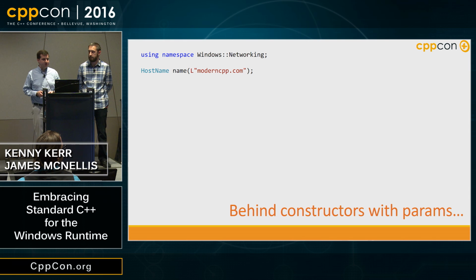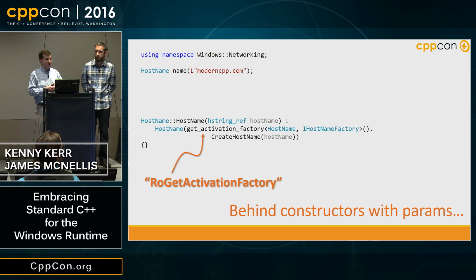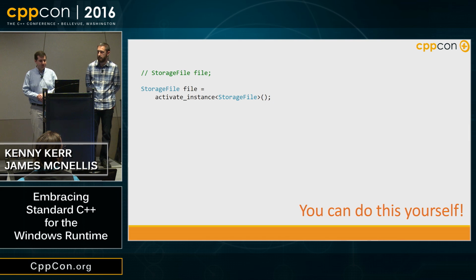We have to do something similar for constructors that take parameters. For these, we actually have to get the activation factory, and so we have a function called get_activation_factory, which will call RoGetActivationFactory, and it'll pass in the particular factory interface that we know that we need. And then we'll just call CreateHostName on this, which will do the creation, return the object to us, and then again we'll delegate to the move constructor. And you can do all of this yourself in your own code if you want to.